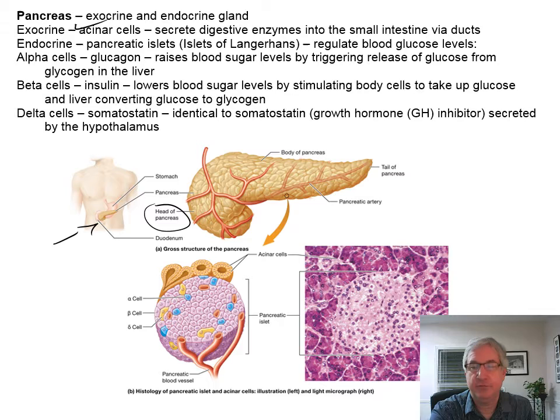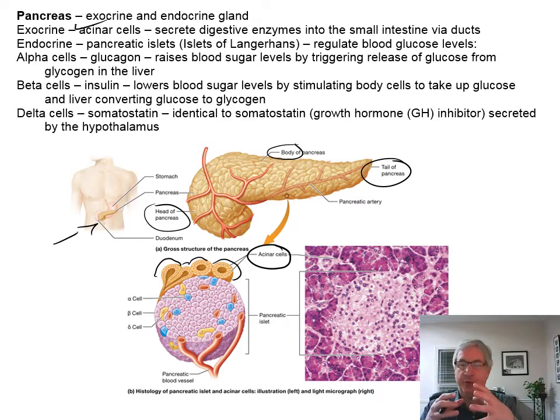So there's the head, body, and tail of the pancreas. And here are the acinar cells. You see they're glandular type cells, with a hole in the middle and all these cells grouped around it. That's the duct, and those ducts all eventually come together and make one long duct coming out of the pancreas. That's the exocrine function of the pancreas, producing digestive enzymes. Most of the cells in the pancreas are the digestive enzyme cells.